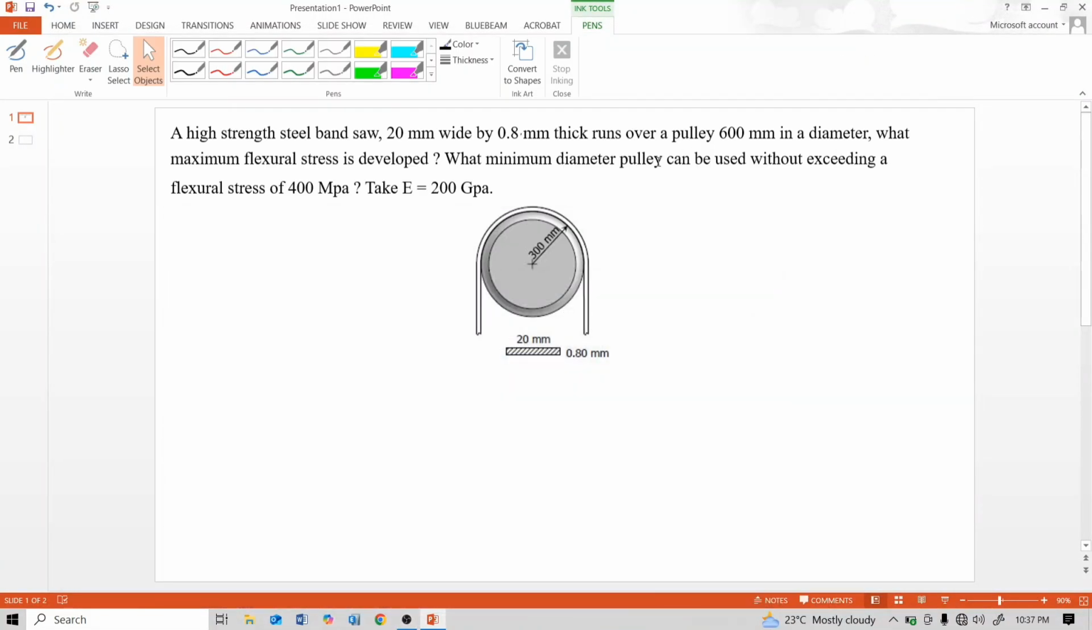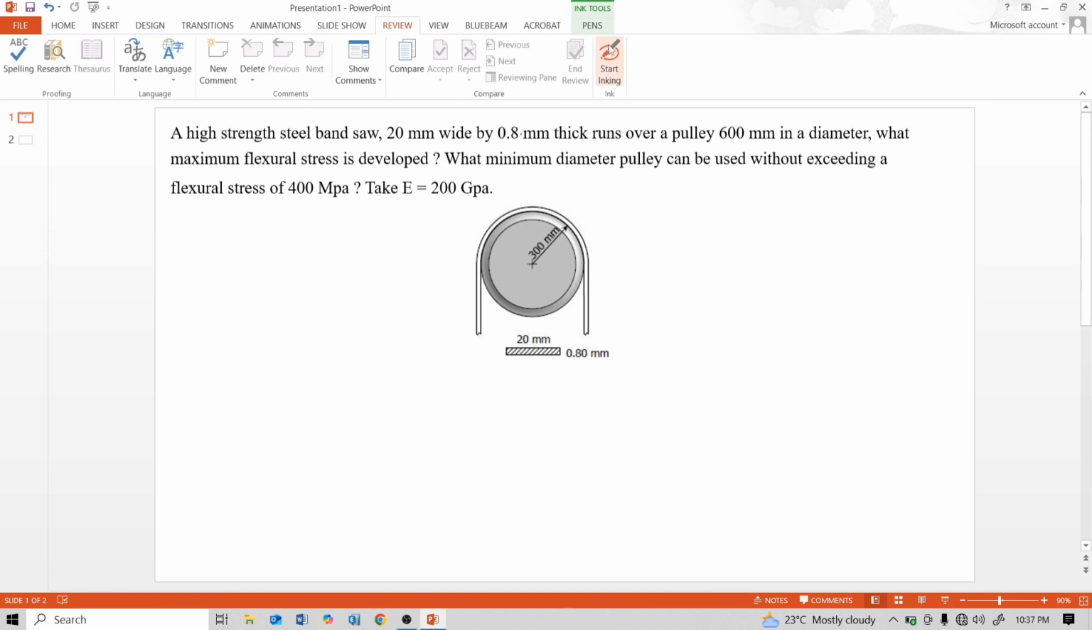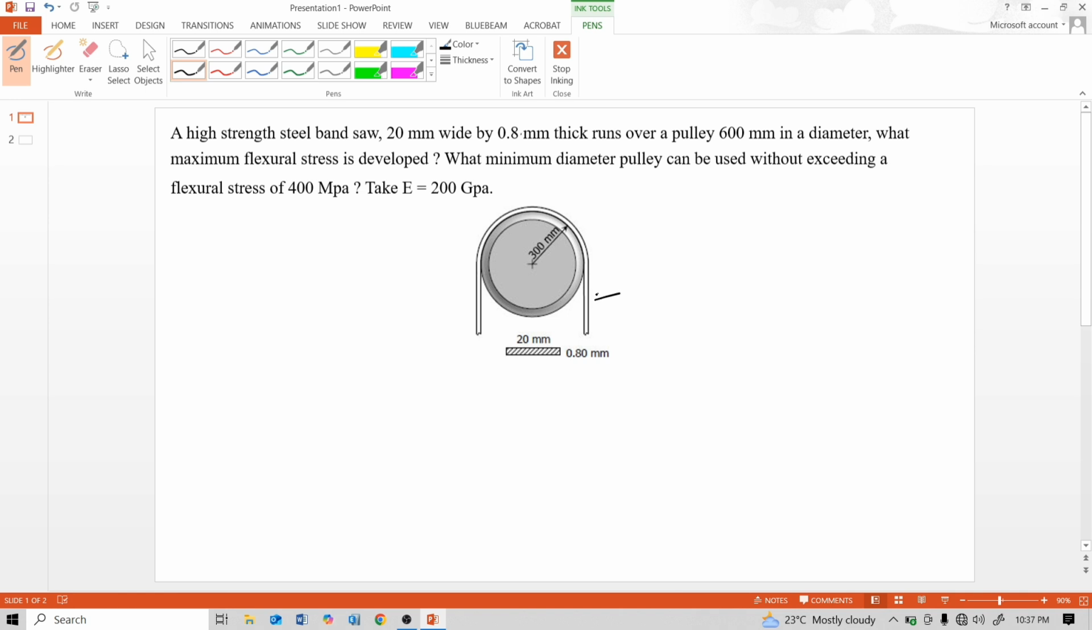Today in this video, a numerical on the strength of materials subject. A high strength steel band saw with width 20 mm and thickness 0.8 mm runs over a pulley of diameter 600 mm, that is, radius 300 mm.